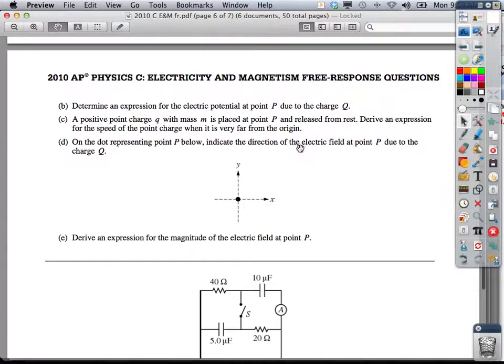Okay. Now, a positive point charge Q with mass M is placed at point P and released from rest. Derive an expression for the speed of point charge when it's very far from the origin. Do you see what we're going to do here?